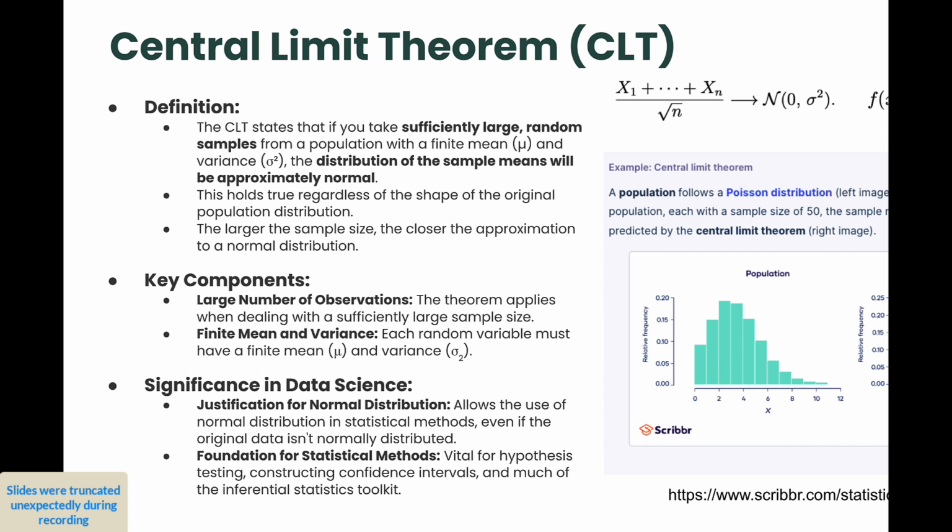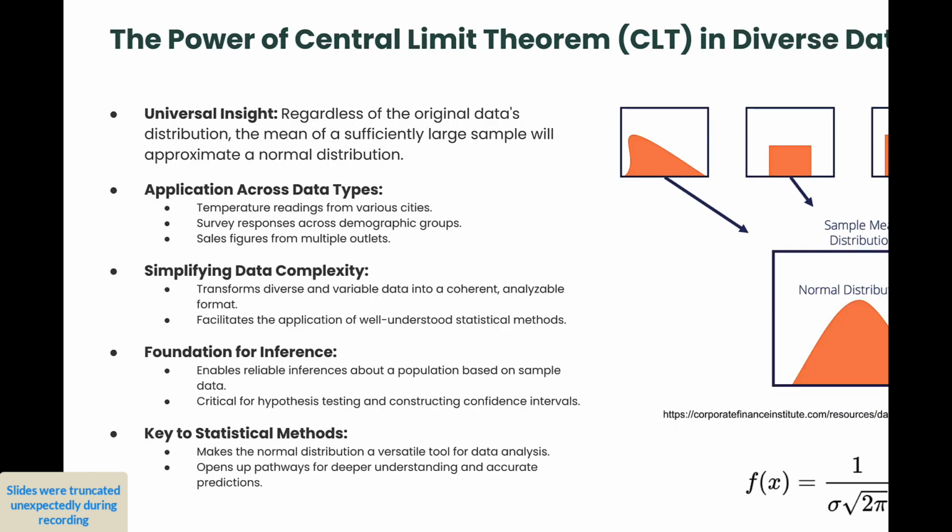Okay, but the theorem here says that for any distribution that you have of your random numbers or random data, the average of the different samples will converge to a normal distribution.